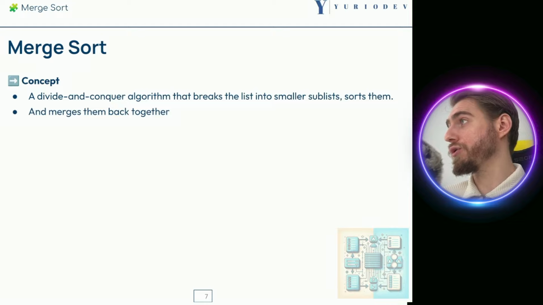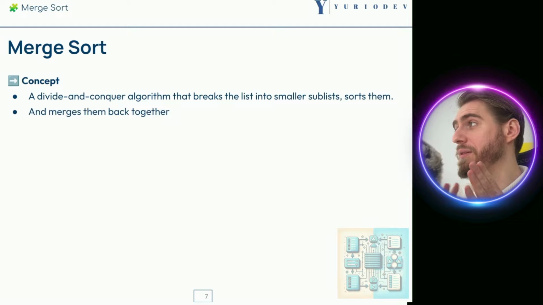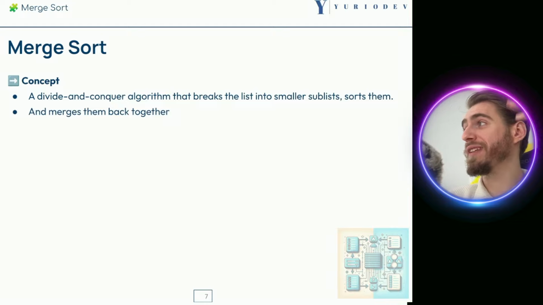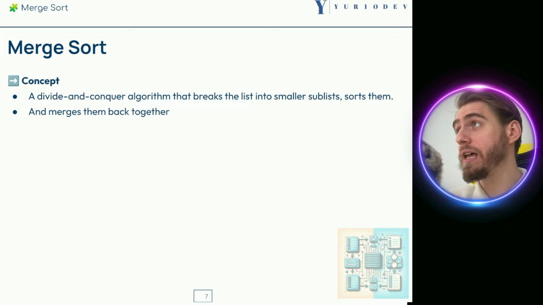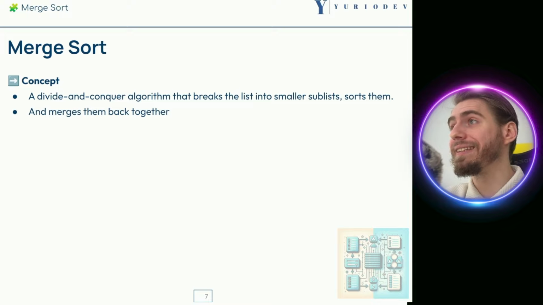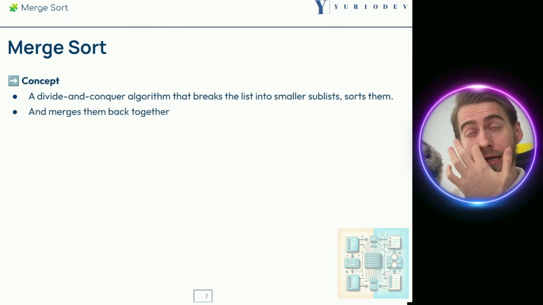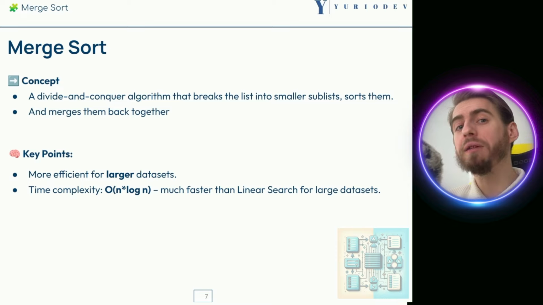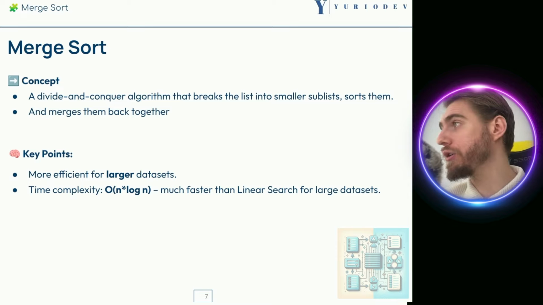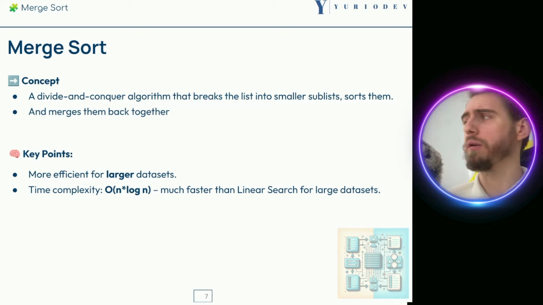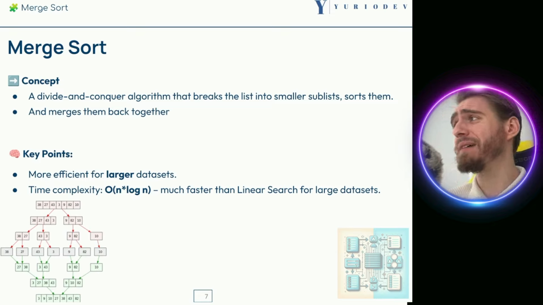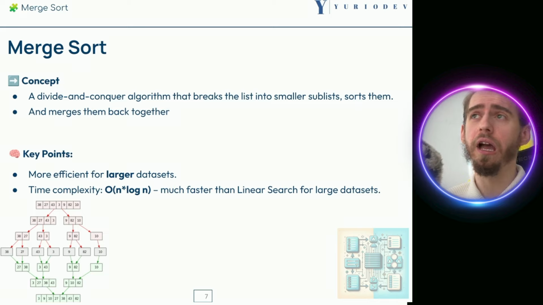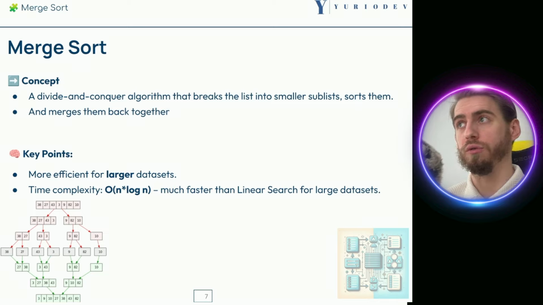So what is merge sort? This concept is about a divide and conquer algorithm that breaks the list into sublists until we get single elements, and then we start sorting them all together, and then we merge them all back. The main key point is that it works way better for larger data sets, and the time complexity is going to be n log n. Again, we're going to talk about that in a tiny bit. And this is an example of what it would look like. Some people prefer to write down step by step. Again, it's up to you.